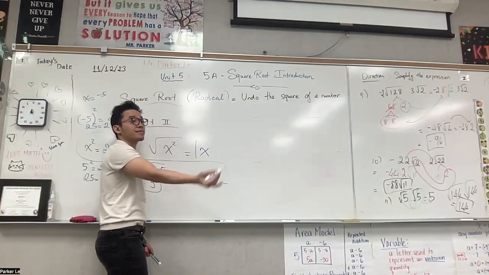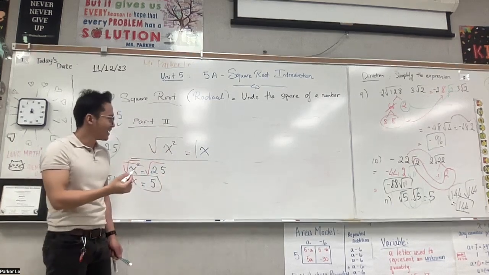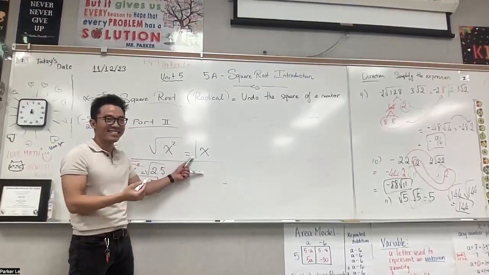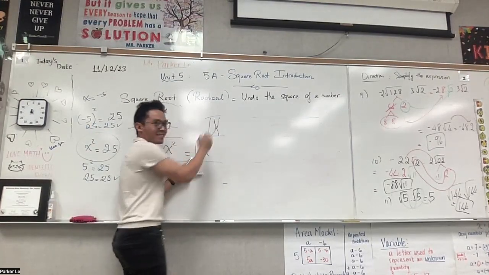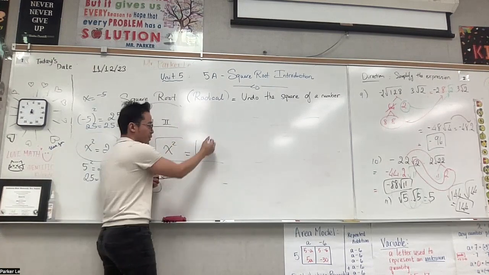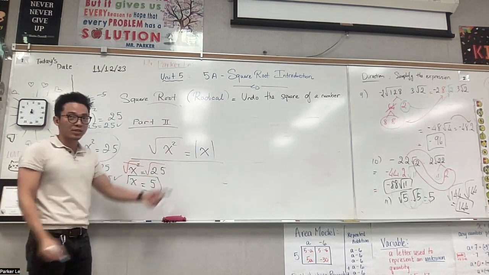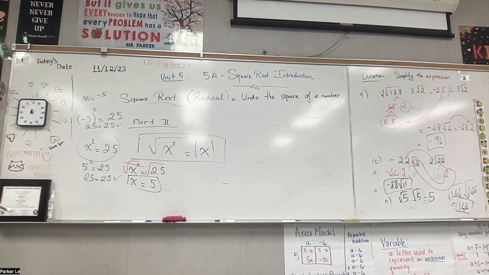Absolute value. Did you say 9 or say line? How you get the 9 from here? Oh, like this? Absolute value. Remember this? Remember square root of x squared is absolute value. Yeah, absolute value.